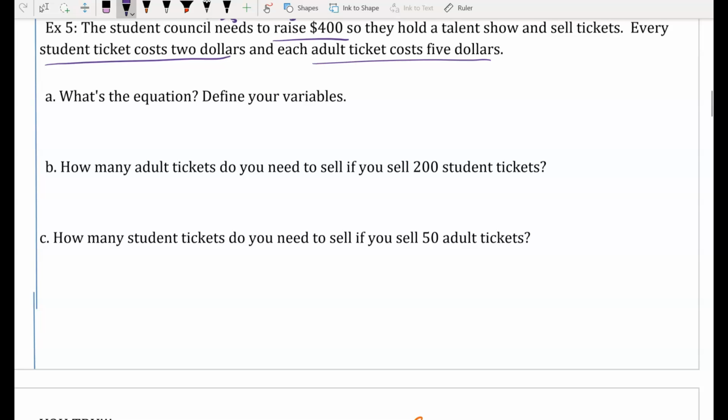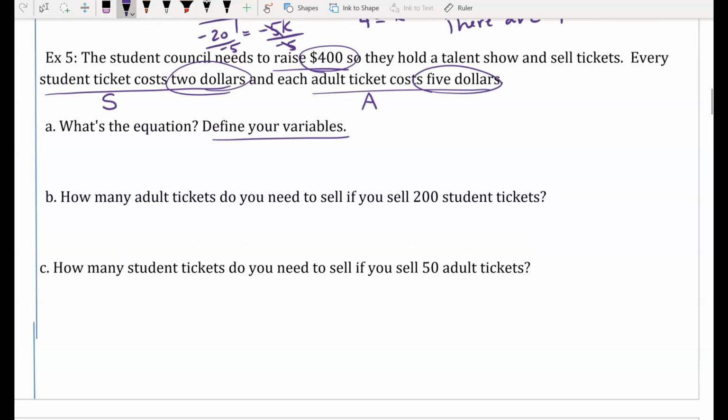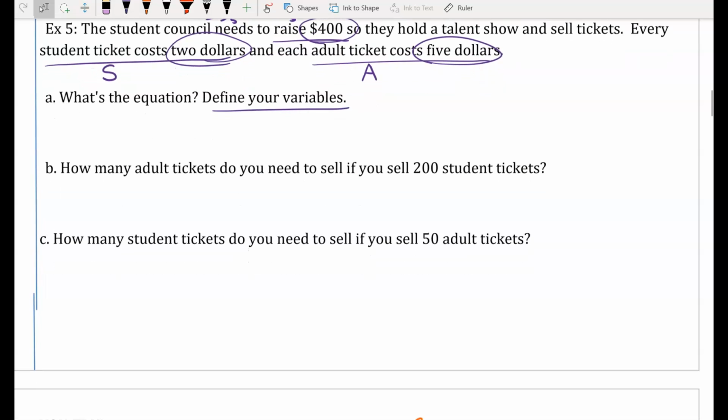So let's define some variables. Let's let the number of student tickets be S, and the number of adult tickets be A. Now these are counting numbers, like we sold 5 tickets or we sold 50 tickets. Okay, these are not dollar amounts. To make our units match, we're going to have to use the $2, the $5, along with our $400. So if we know how much money they make with student tickets, and we know how much money they make selling adult tickets, and we add those together, we need to get $400.